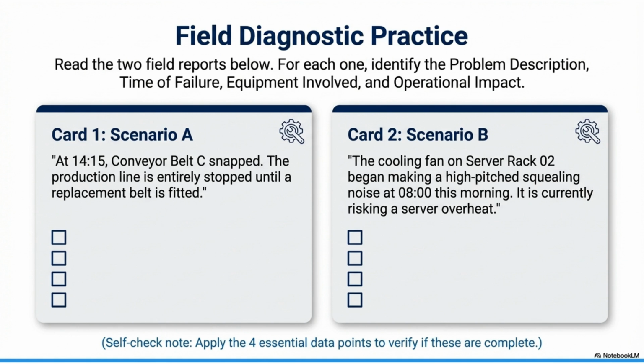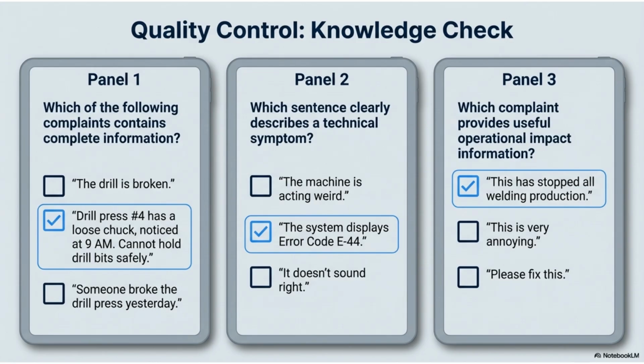For field diagnostic practice, read these two scenarios and identify the problem description, time of failure, equipment involved, and operational impact for each. Remember the 4 essential data points. In this knowledge check, Panel 1 asks for a complete complaint, Panel 2 for a clear technical symptom, and Panel 3 for useful operational impact information. Check your understanding against the correct answers.